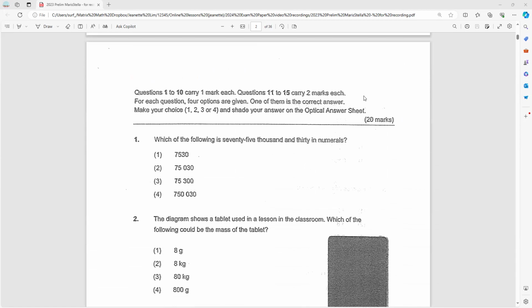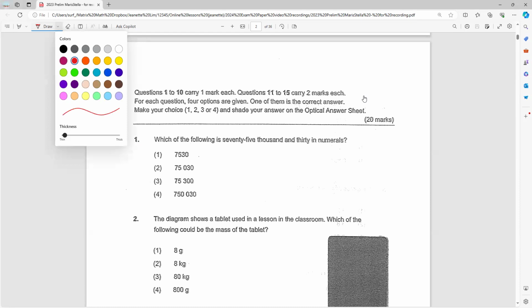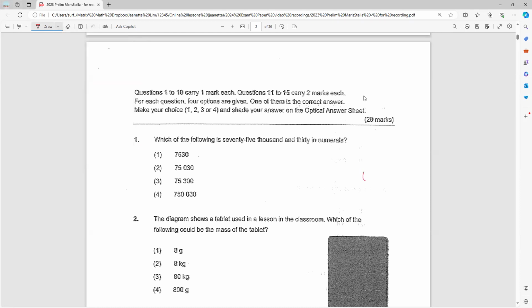75,000 will be either option 2 or option 3, but we want 75,030. So the answer would be 2, because option 3 is 330.